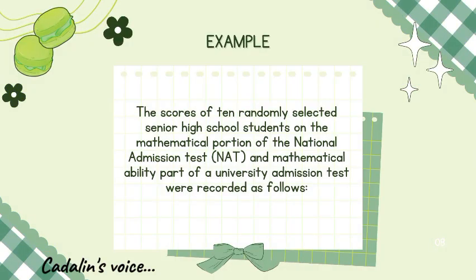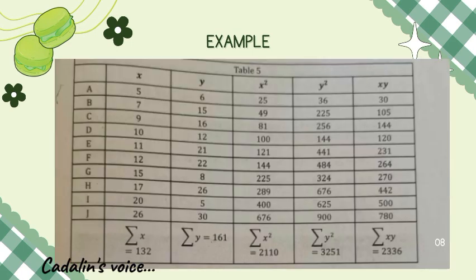Example: the scores of 10 randomly selected senior high school students on the mathematical portion of the National Admission Test, or NAT, and mathematical ability part of a university admission test were recorded as follows. The scores of the mathematical portion of the NAT are listed under the column marked X, while the scores of the mathematical ability part of a university admission test are listed under the column marked Y. In the column marked X squared are the squares of each of the X scores, and in the column marked Y squared are the squares of each of the Y scores. The last column, marked XY, consists of the product of each X times Y. All the columns are summed up, and the values may now be entered in the given formula.